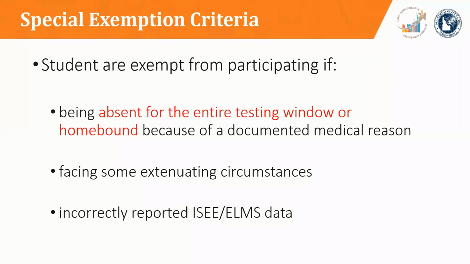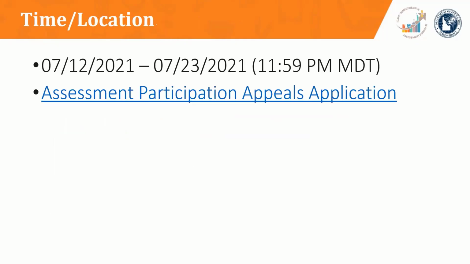You would need to create an appeal in the appeals application during the appeals window to manually exempt these eligible students from testing. The appeals are accepted from July 12th through July 23rd in the assessment participation appeals application. We are actually still waiting to receive the alternate assessment participation indicator from the vendor. We will let you know if we need to push out the window.